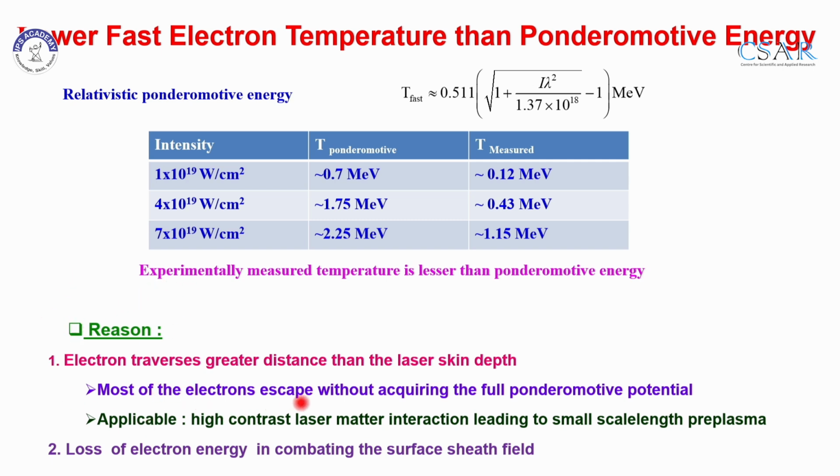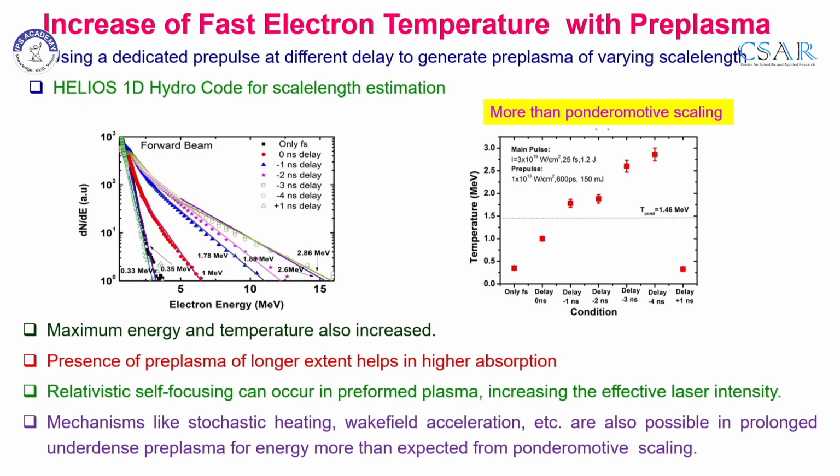And this is true in our case because we have a high contrast laser matter interaction. The scale length of the pre-plasma is much smaller. And all these measurements were done at the rear side of the target, where the electron has to lose energy in combating the sheath field. So this is one of the 2 reasons we have found for why this energy is low. But the point remains: if the energy is low, how could we increase this ponderomotive energy?